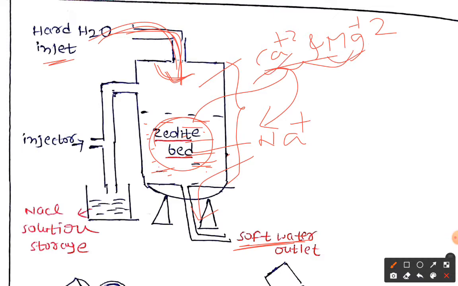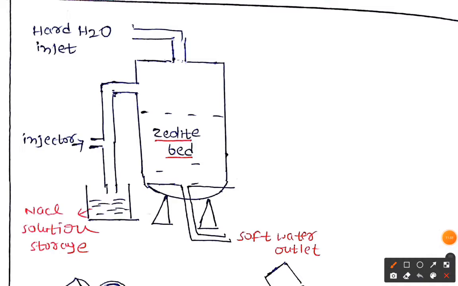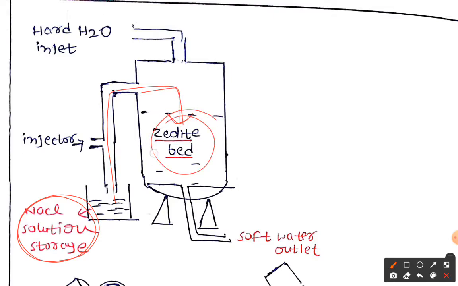So we go for regeneration. How do we do regeneration? For regeneration we use sodium chloride solution. You are going to inject it, and slowly the exhausted zeolite gets back, meaning you get the regenerated zeolite.